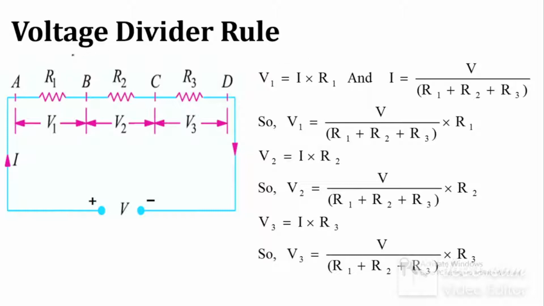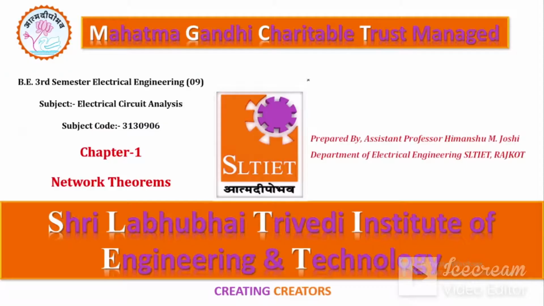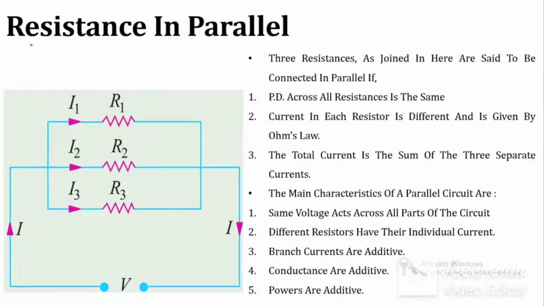In the past lecture, we have learned about the voltage divider rule. Now today, in this particular lecture, we will start with our new topic, that is the resistance in parallel. So now, what is the parallel connection? You can see in this figure that here three resistances R1, R2 and R3 are connected in parallel.